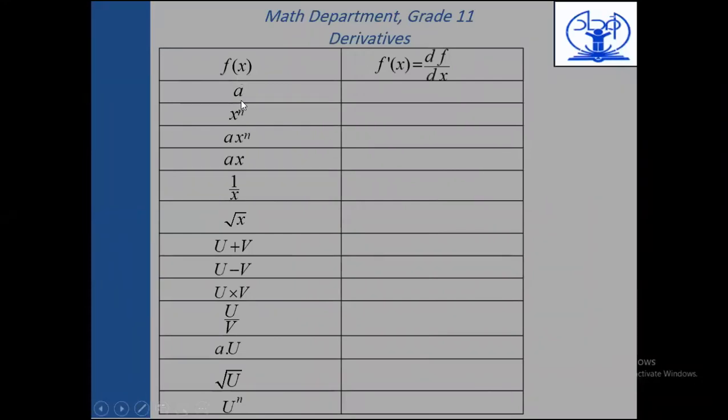First, if the function is a constant, if f of x equals a, where a is a constant, then the derivative is 0. If the function is in the form x to the n, then you drop this n and subtract 1 from the power: it's n x to the n minus 1. If it's a constant times x to the n, then you multiply this constant by the derivative of x to the n. If the function is in the form ax, its derivative is a. Notice here that ax is nothing but the equation of a line, and consequently the derivative is the slope.